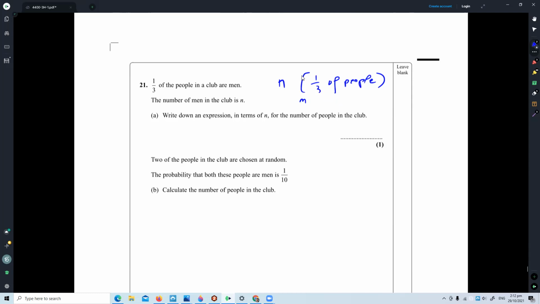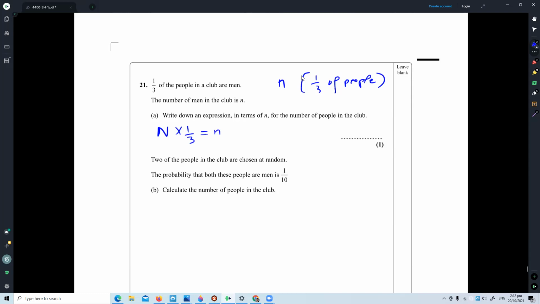Yeah. For the number of people in the club. So then it seems like a third is equal to n, right? I'm a little bit confused here. Let's say the number of people in the club, should I call it something different, like n equals the number of people in the club, and then n times a third is equal to the number of men, which is little n, right? For the number of people in the club.